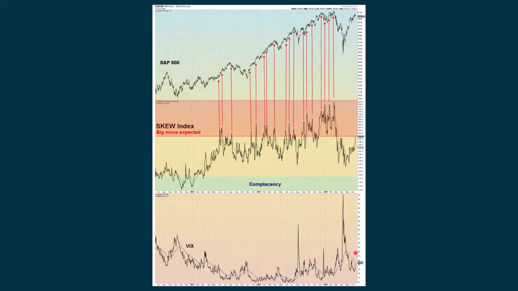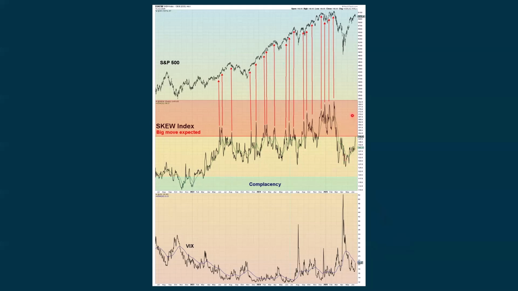Now, we're getting close with this one. This is called the SKEW Index, and it's calculated in a different way than the VIX, but it still tries to measure volatility and sentiment in the market. The VIX uses at-the-money options, options at current prices for the S&P, which changes all the time. This uses out-of-the-money options, either above or below current price, to give us an idea of how this is calculated. We really only pay attention to this if it goes up into the red area. We're close, but we're not quite there yet, so I'll be keeping an eye on this.